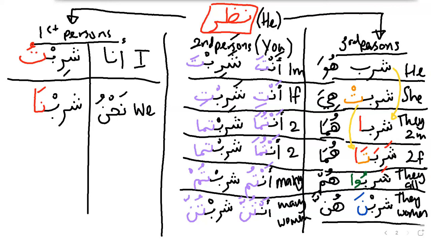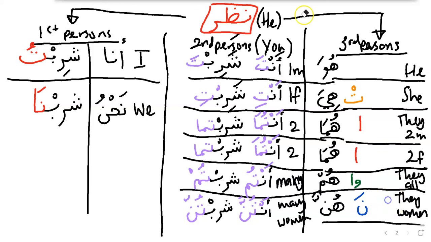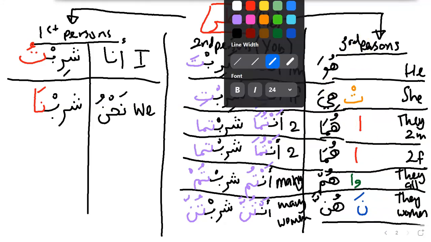Okay, are you okay? All done. All right, so the word was Nazara, right? So I'm just going to change it from here. I'm going to remove all my Shariba. So we will follow exactly the same pattern. All the additional words and letters will sit the same way.